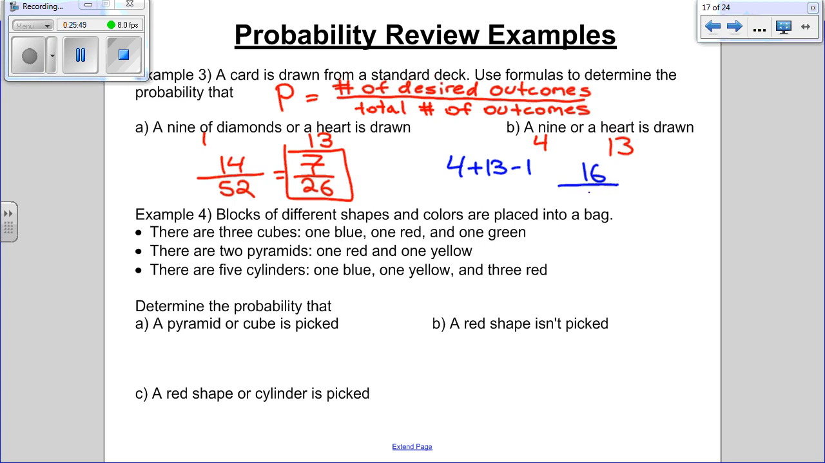Did I have that right? Because there's 4 9s plus 13 hearts, and then you subtract the 9 of hearts because you counted it twice. Oh. You counted it as a 9 and you counted it as a heart. That's fair. And then what do we do here? We simplify that. You'll math, we go frac, and what do you get instead? 4 over 13. Beautiful. That's the probability you get a 9 or a heart.